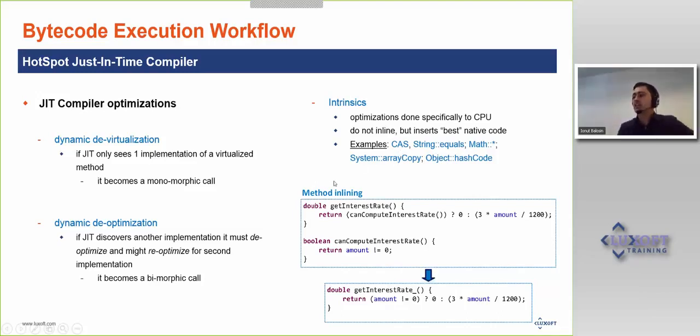Another optimization is called method inlining. Method inlining is mainly an optimization in order to reduce the overhead of pushing and popping on the stack. Here, if I have this get interest rate method, and inside it I have to call another method, it makes sense to inline the code from that method and copy it into the caller method. This way I bypass the stack overhead.